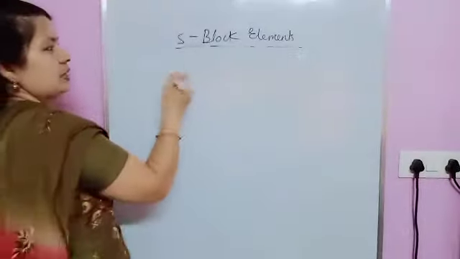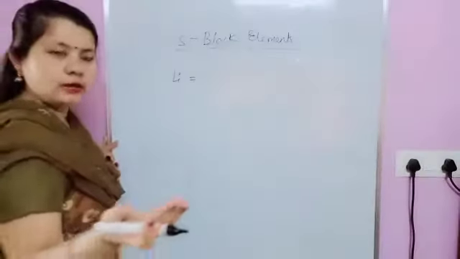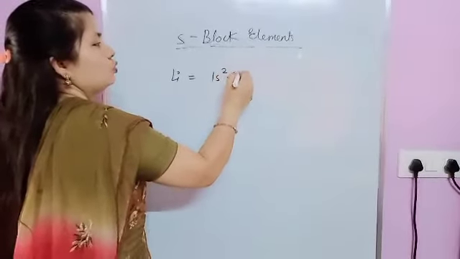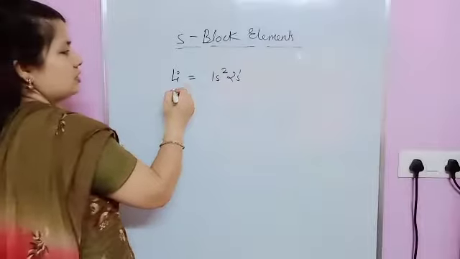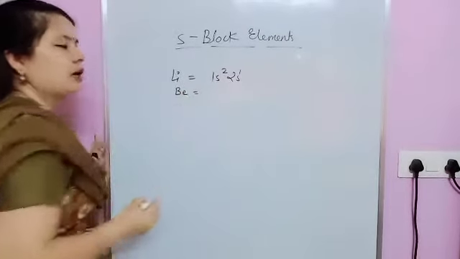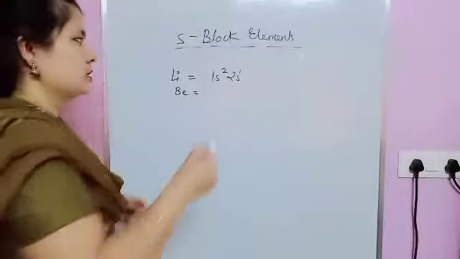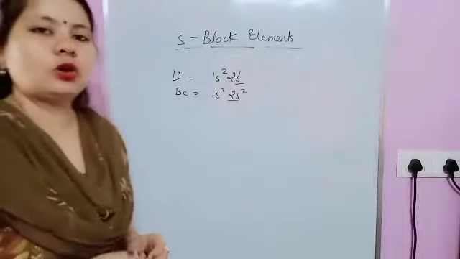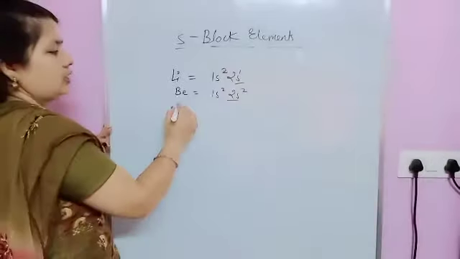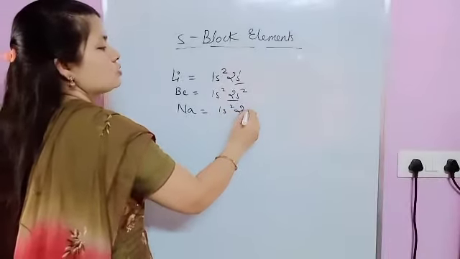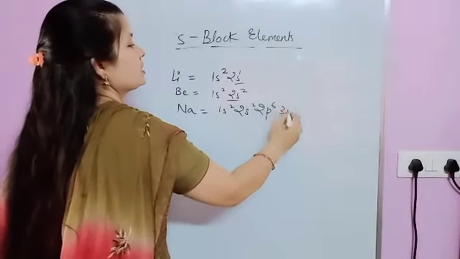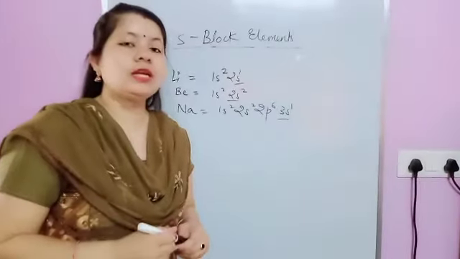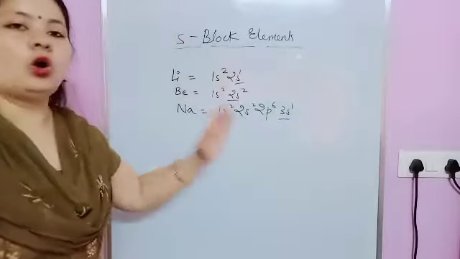For example, lithium is the first S block element, atomic number 3, and its configuration is 1s2, 2s1. Another example is beryllium, the first element of group 2: 1s2, 2s2. Just see, the last electron enters the S subshell. Take another example, sodium: 1s2, 2s2, 2p6, 3s1. The last electron enters the S subshell. That's why these elements are known as S block elements.